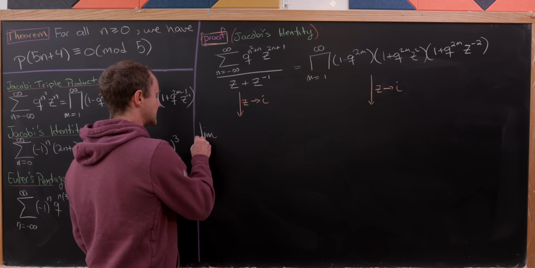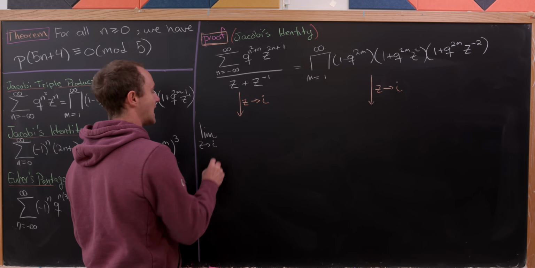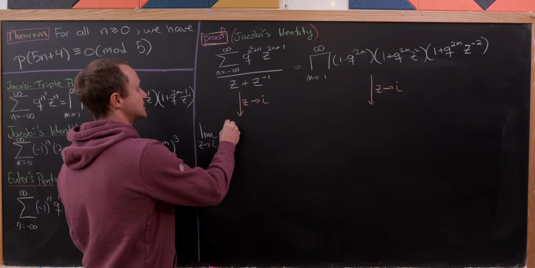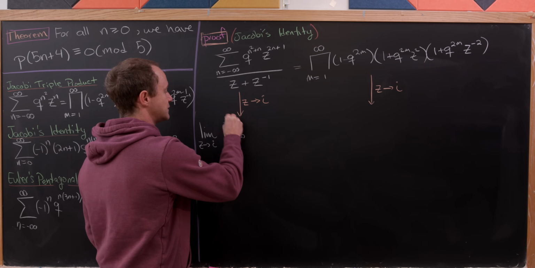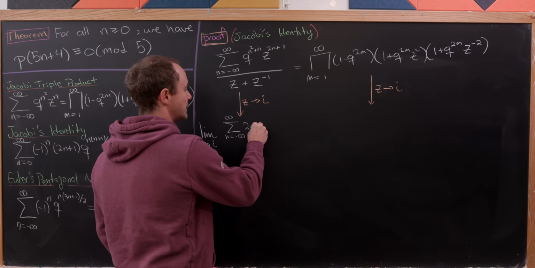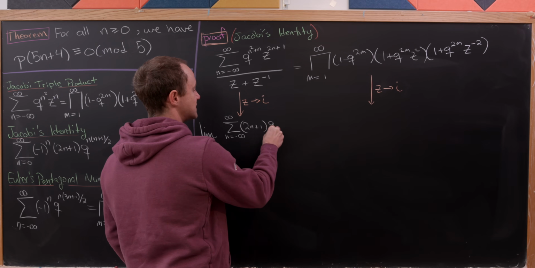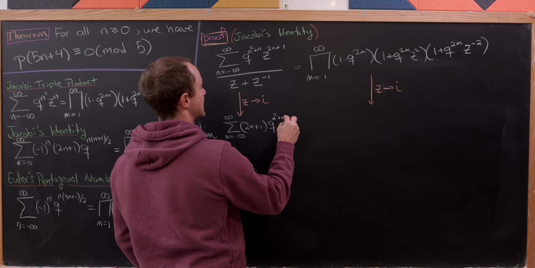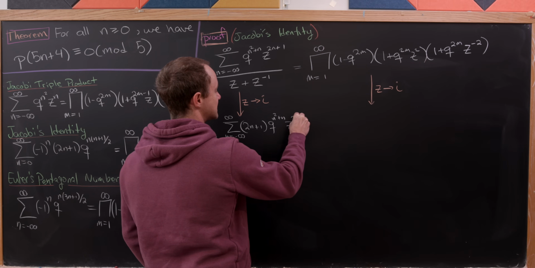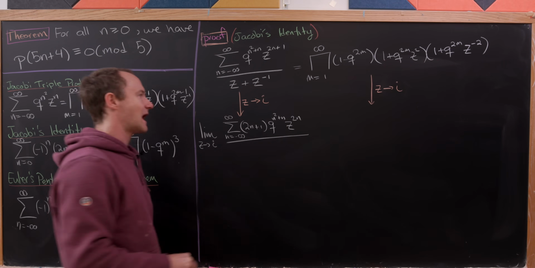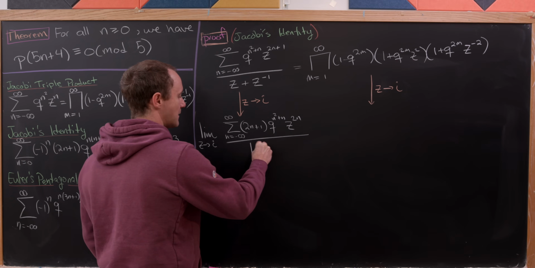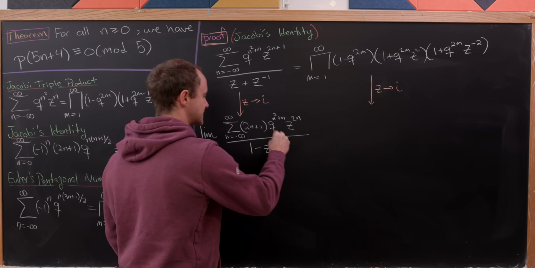So that's going to give us the limit as z goes to i of, so now we'll have the sum as n goes from minus infinity up to infinity of (2n plus 1) times q to the n squared plus n times z to the 2n. Again, that's by L'Hopital's rule. But then what about the denominator? Well, that's simply going to give us 1 minus z to the minus 2.